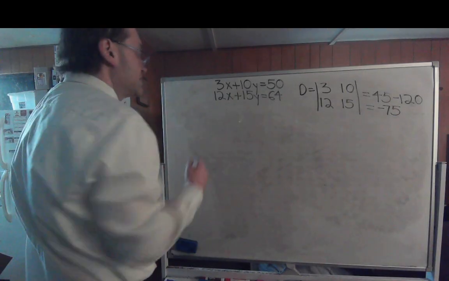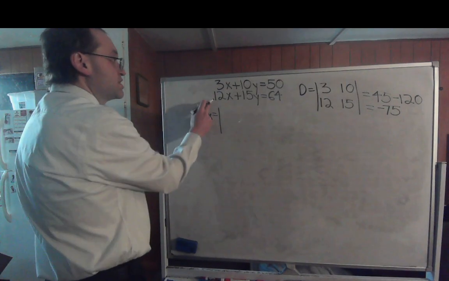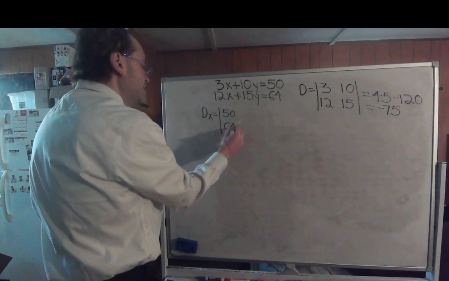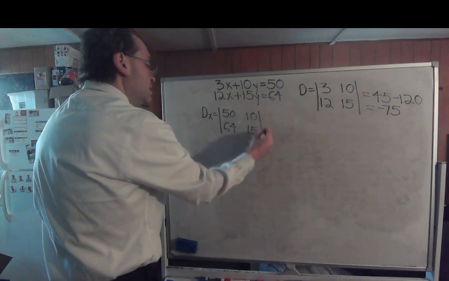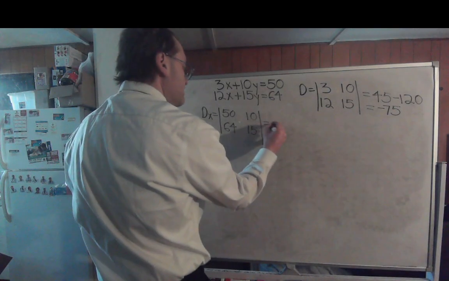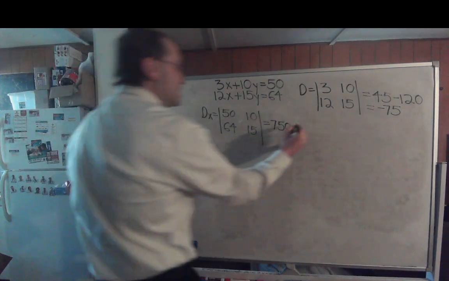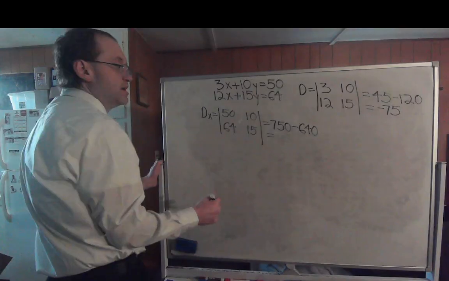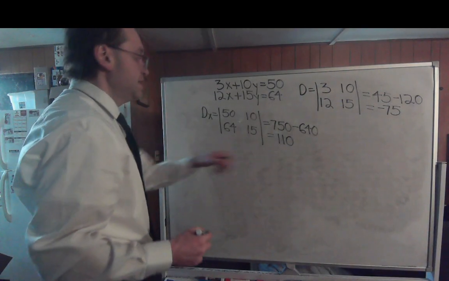Now to solve for x, let's find d sub x. So to find d sub x, take your x coefficients, replace those with that 50 and that 64, and then keep your y coefficients the same, the 10 and the 15. Alright, so what is 50 times 15? That's going to be 750 minus 10 times 64, that'd be minus 640. 750 minus 640 is 110. So d sub x is 110.